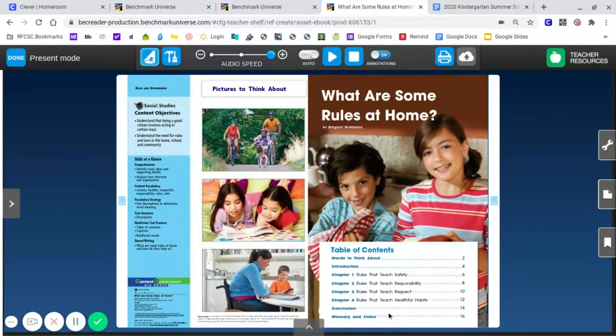Let's go ahead and look at the table of contents. This is one text feature that I want to show you today. What's really cool about nonfiction text is that you don't always have to read the entire book. Sometimes if you are just looking for one particular thing that you need to know about, you can go straight to that chapter and just read that. Now, for today's purpose and for working on main idea, we are going to read the entire book.